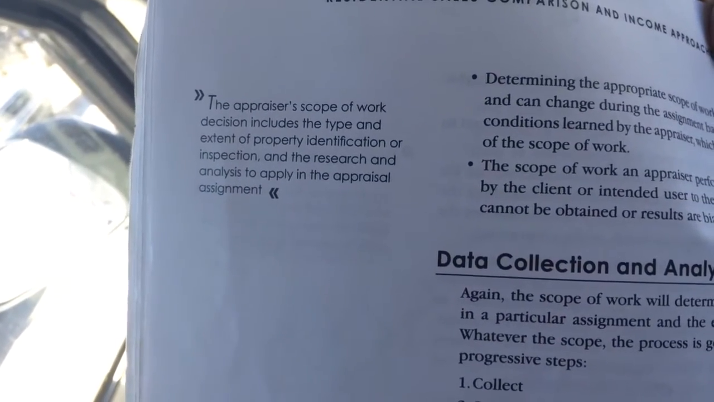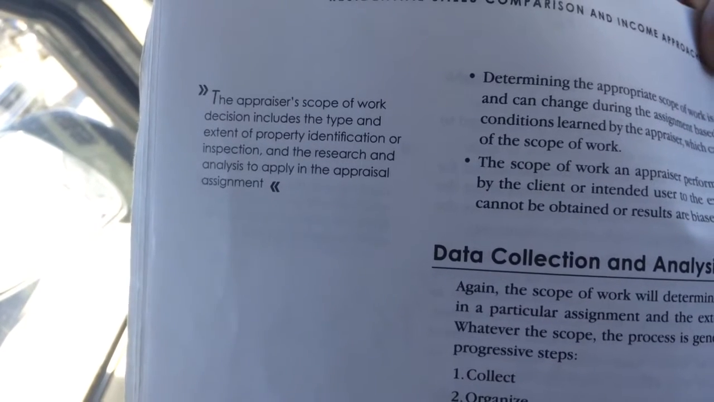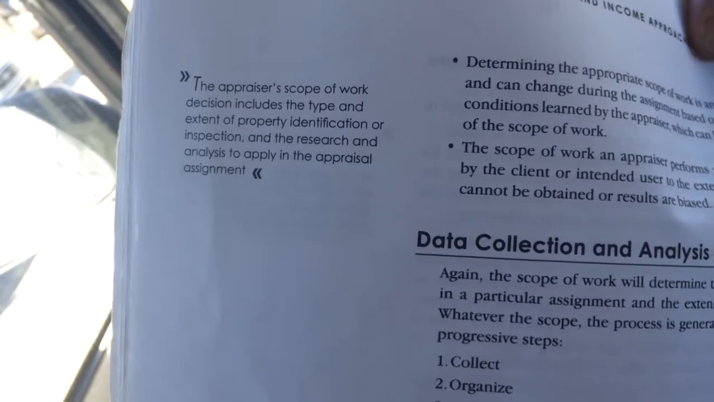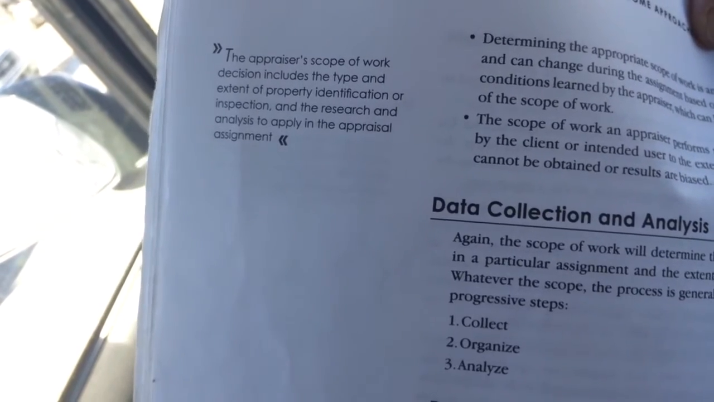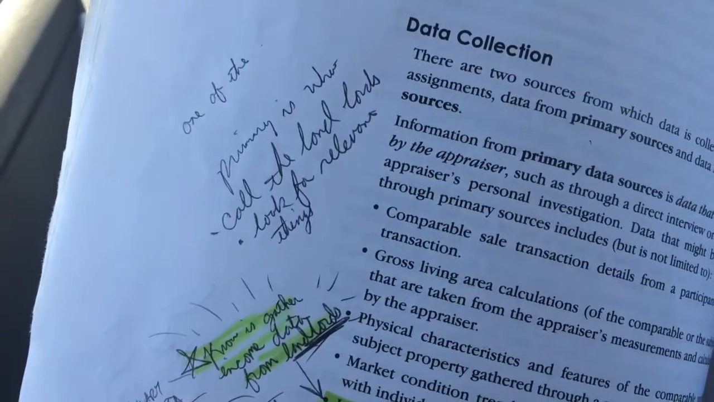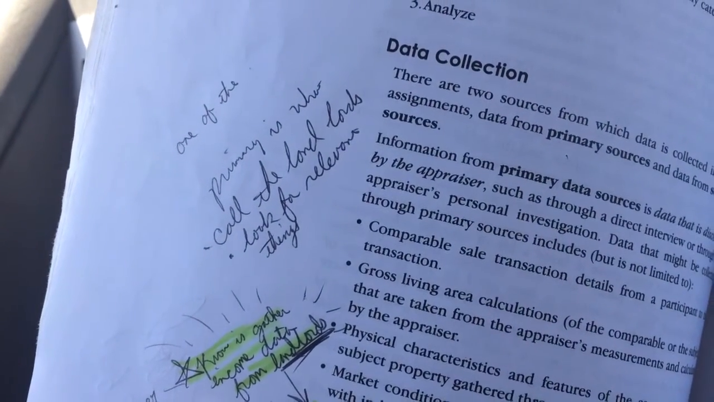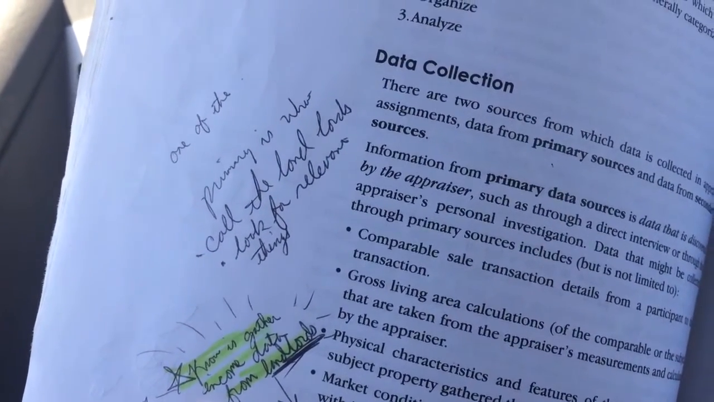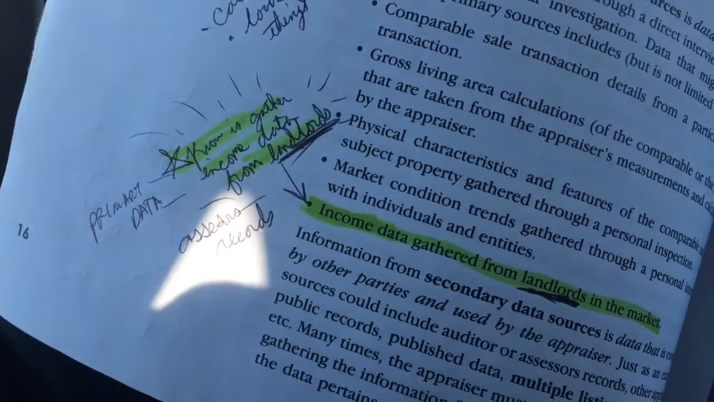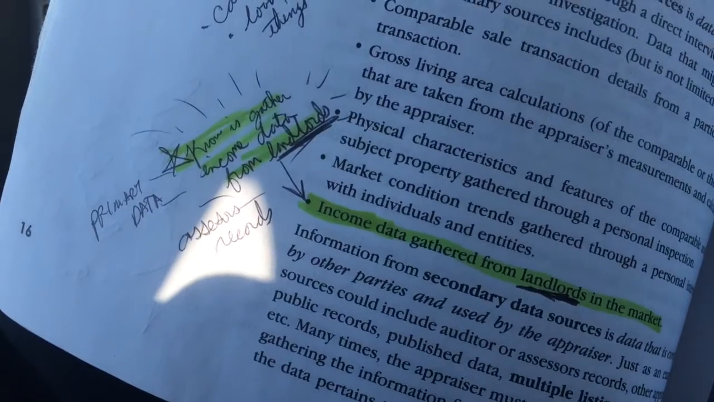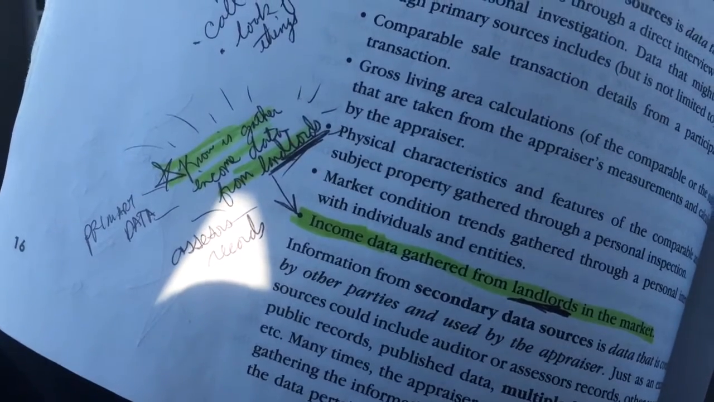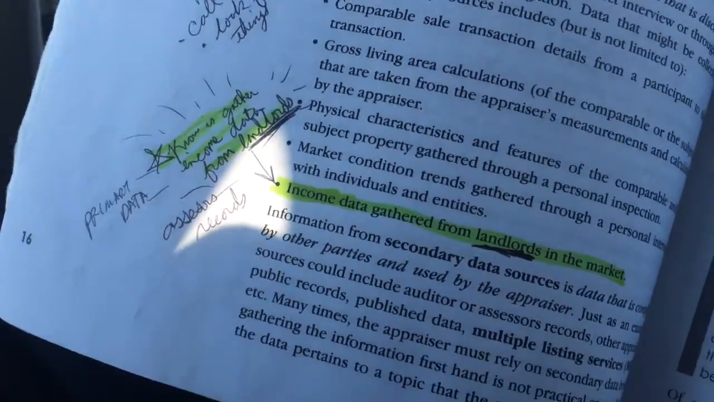The appraiser's scope of work decision includes the type and extent of property identification or inspection, and the research and analysis to apply in the appraisal assignment. Extra note: primary data includes gathering income data from landlords; secondary data includes assessor's records.